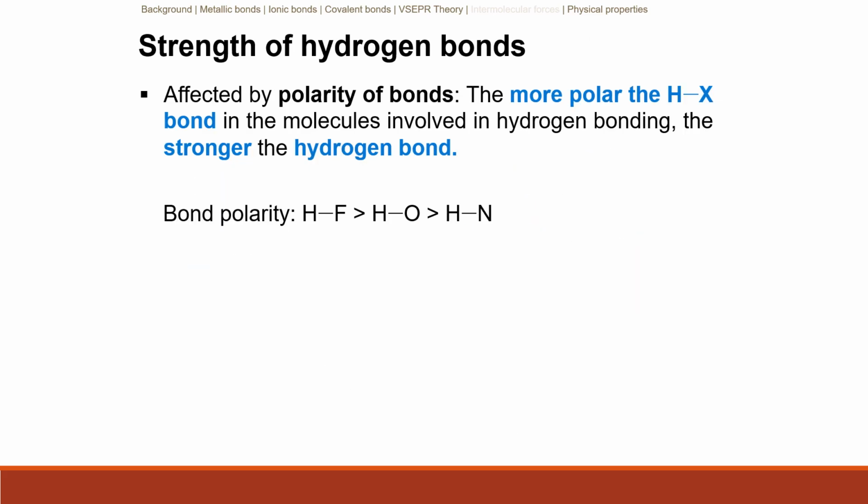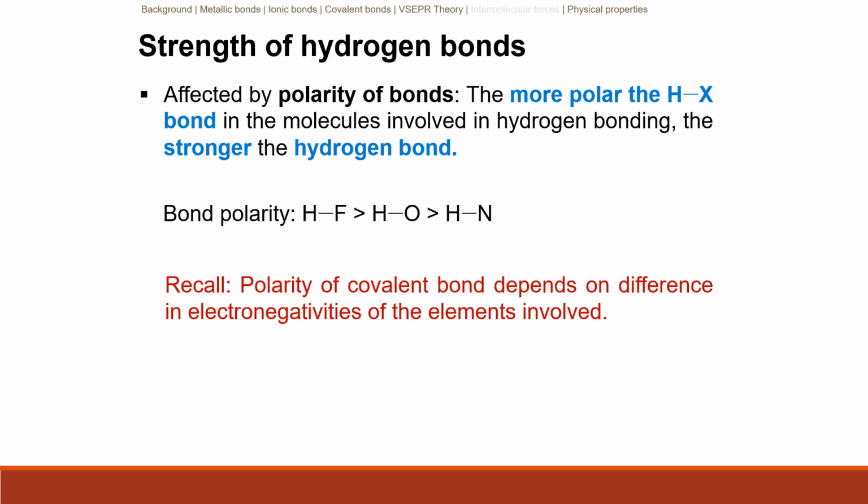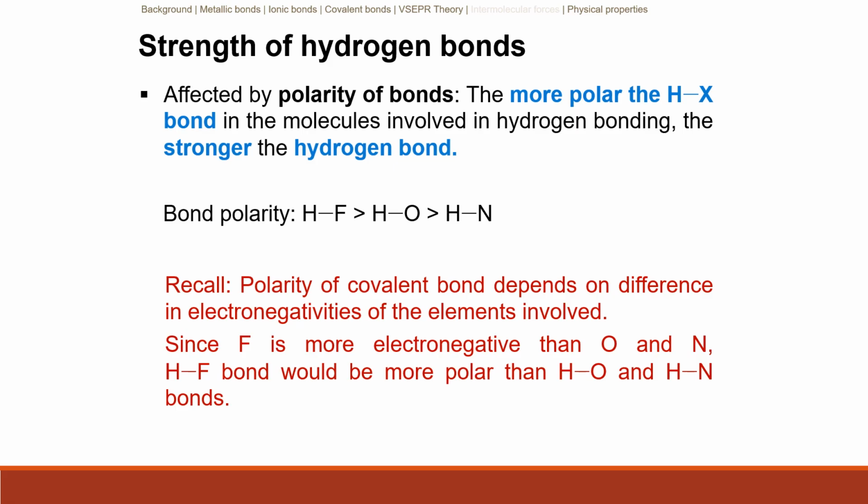There is only one factor that affects the strength of hydrogen bonds, which is simply the polarity of the H-X bond. In an earlier lecture, we learned about how the polarity of a covalent bond is dependent on the difference in electronegativities of the elements involved. So to illustrate, the H-F bond has the greatest difference in electronegativity out of the three bonds listed. So naturally, it is going to be the most polar, followed by the O-H bond and then the N-H bond. So when the bond itself is more polar, it will result in a stronger hydrogen bond.